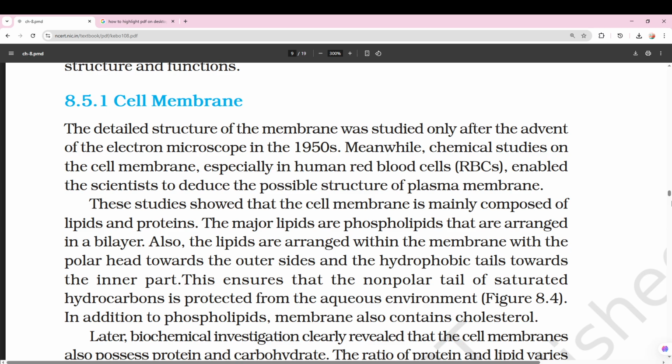The major lipids are phospholipids that are arranged in a bilayer. Also, the lipids are arranged within the membrane with the polar heads towards the outer sides and the hydrophobic tails towards the inner part. This ensures that the non-polar tail of saturated hydrocarbons is protected from the aqueous environment. In addition to phospholipids, the membrane also contains cholesterol.